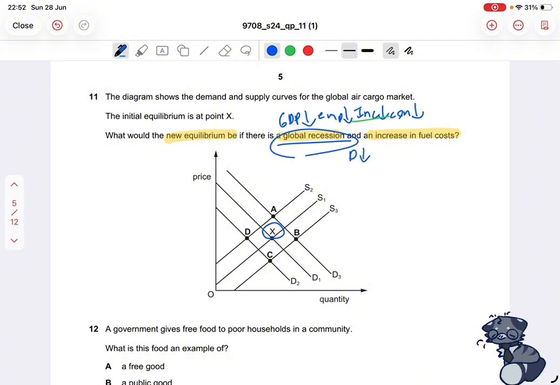Now, the second piece of information says, what will happen if there is an increase in fuel cost? So fuel costs can be seen as a cost of production because, if you produce a good, maybe your machines may need to use fuel. Or more commonly, fuel is used as a transport cost. Well, let's just write that. Because if you're going to transport goods from one place to another, you will need fuel one way or another.